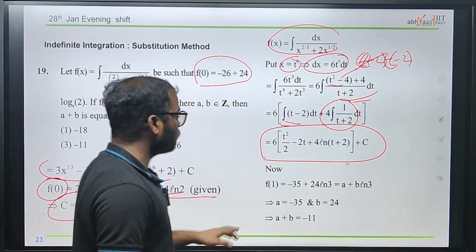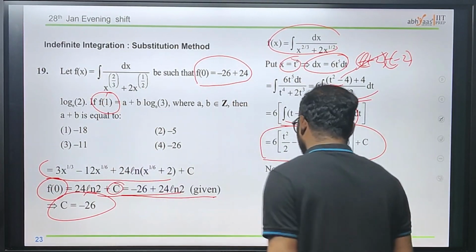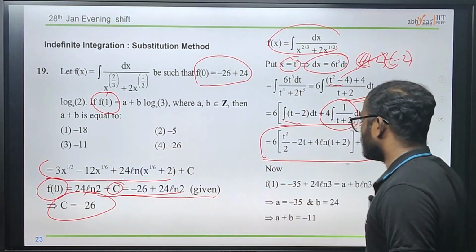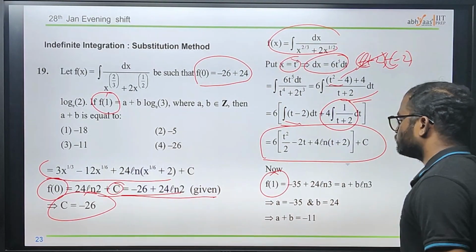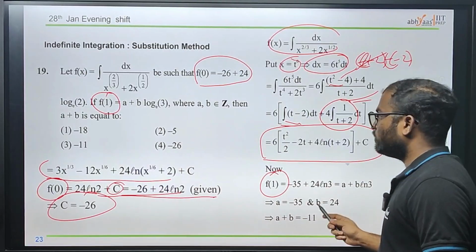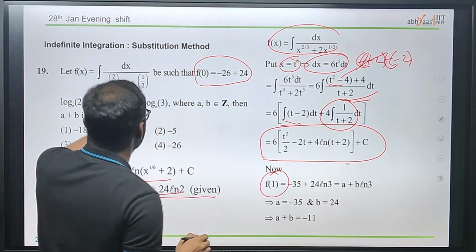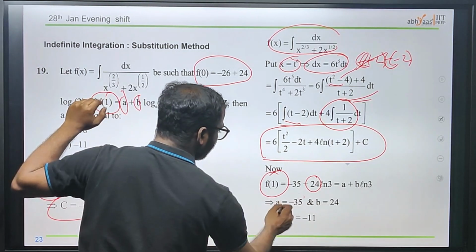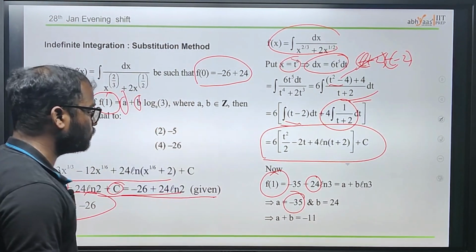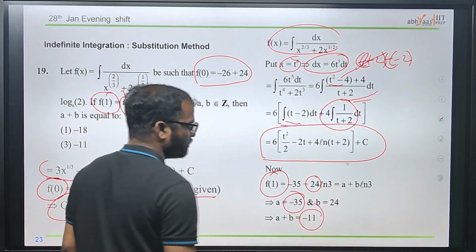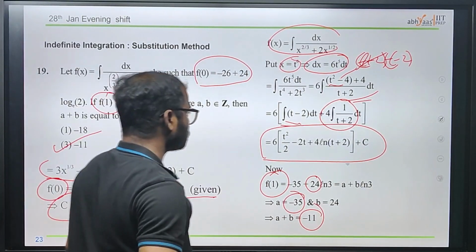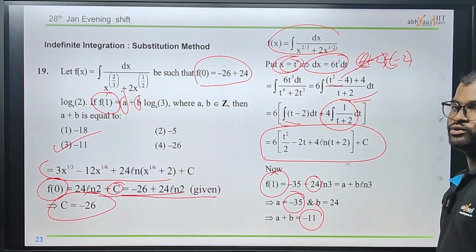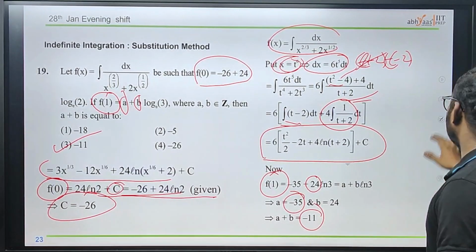Next, now f of 1. Just put f of 1 here. Since we got minus 26 already, we substitute and we will get that answer. After substituting f of 1, just see here, b is 24 and a is minus 35. Therefore, adding those things, we get minus 11 as the answer. This is a simple one. There is only one thing you need to do, substitution. The remaining things will be easy for you.